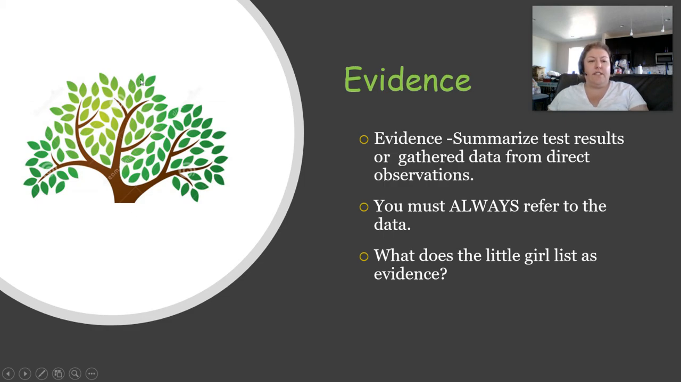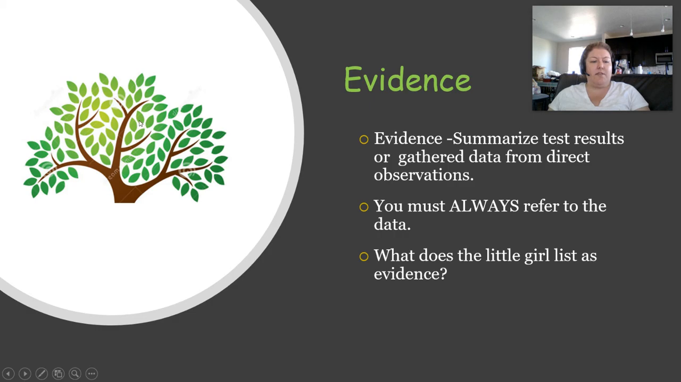So one leaf isn't going to do enough photosynthesis to support the tree, but we put them all together and we've got a really good case to support the tree, to support the claim. So evidence summarizes test results or gathered data from direct observations. So each one of these leaves is a source of evidence, as we would put it.